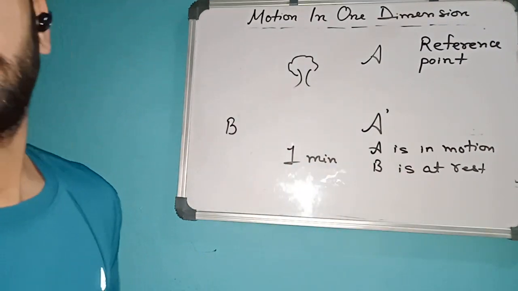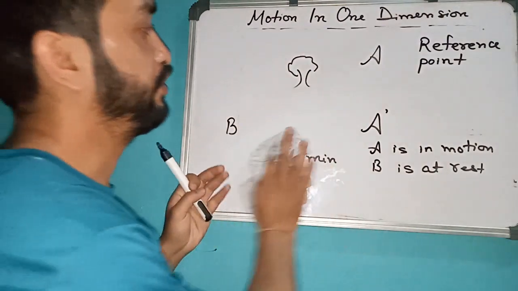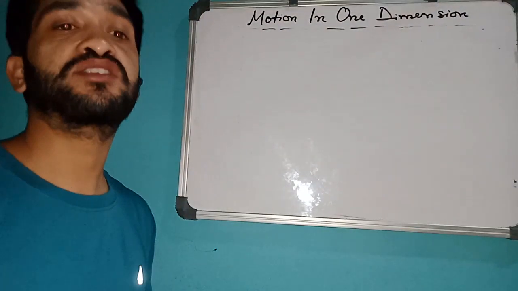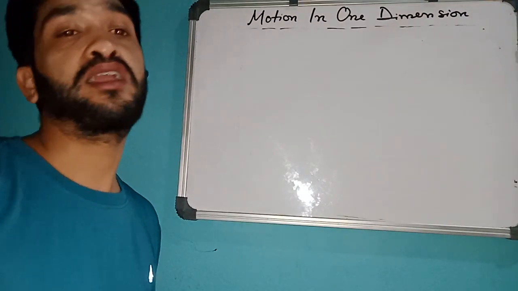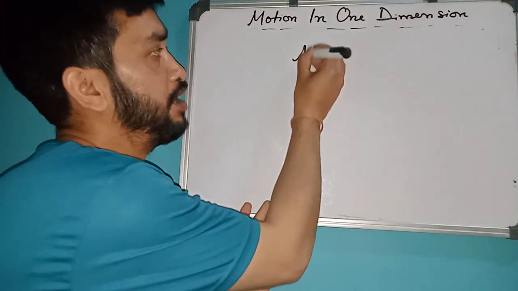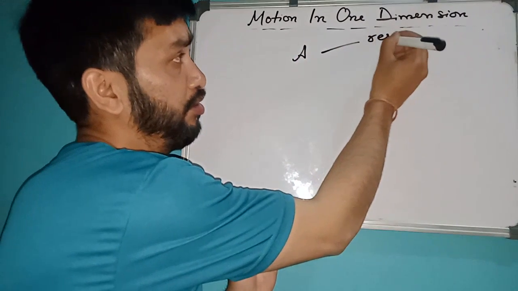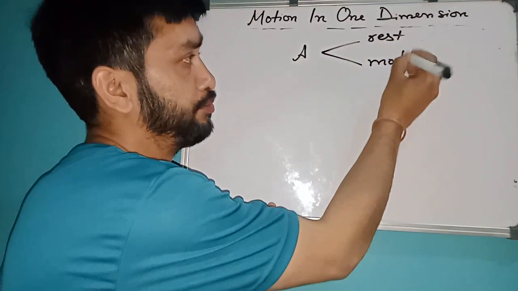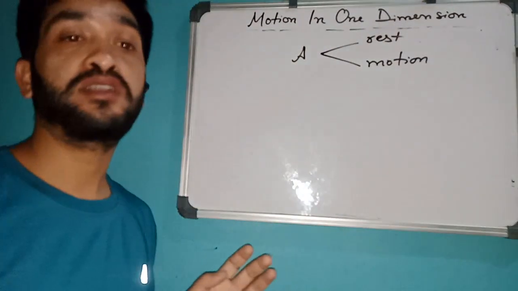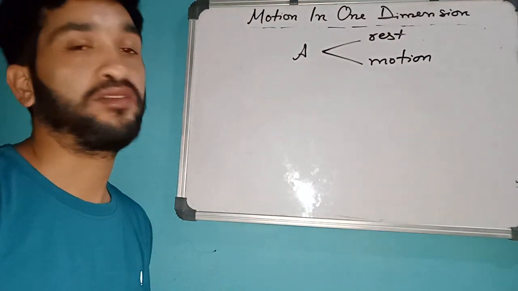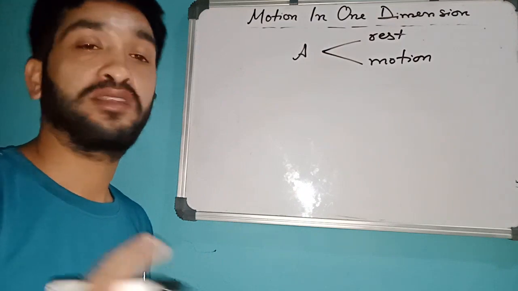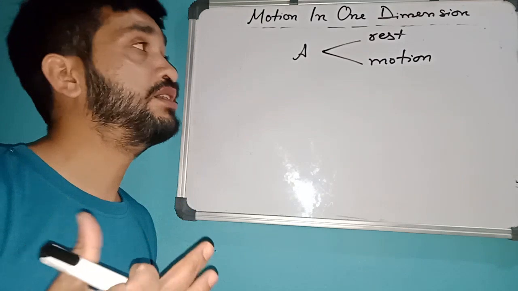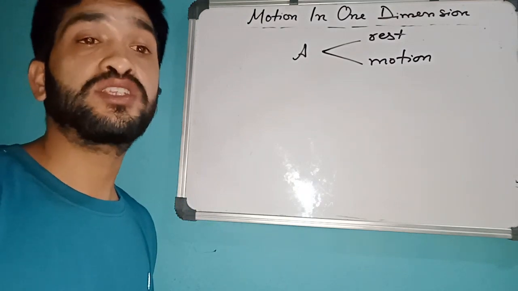Now see the beauty of physics. Here I will show you something. The same body I can say is at rest, and the same body I can say is in motion. For example, I can prove that A is at rest, and I can also prove that A is in motion. How is it possible that the same body is at rest and the same body is in motion? That is only and only because of a reference point. That is why I said to you that rest and motion is a relative concept in physics.